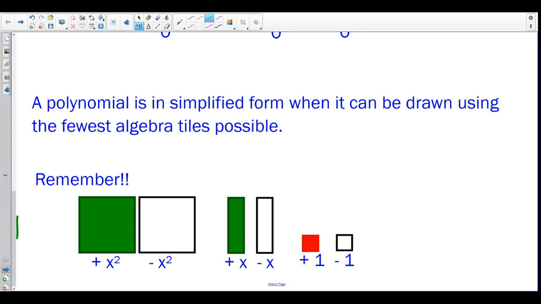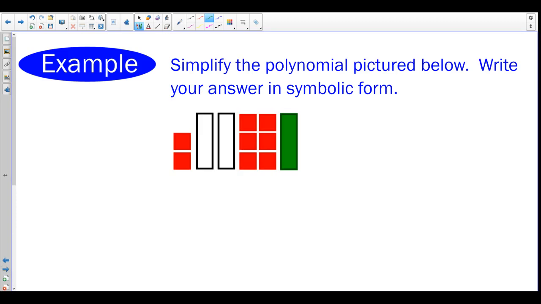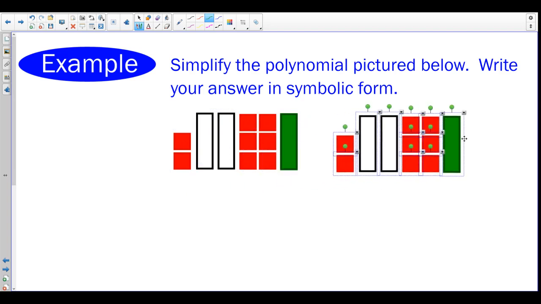So, example: simplify the polynomial pictured below, write your answer in symbolic form. What we really need to do here is rewrite this with all the like stuff together. So I'm going to cheat a little bit here. You can't do this, but I can. I'm going to take all this stuff and clone it. I'm going to make a copy of it and put it over here.